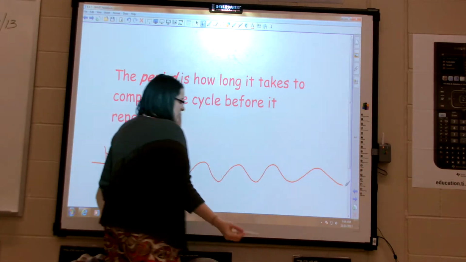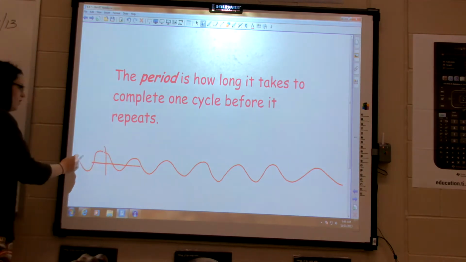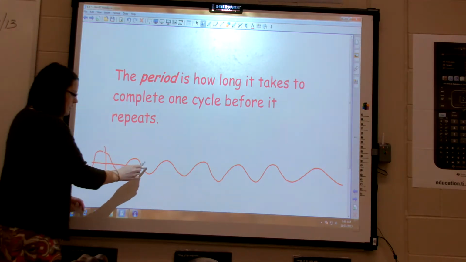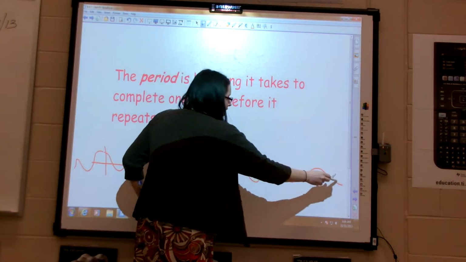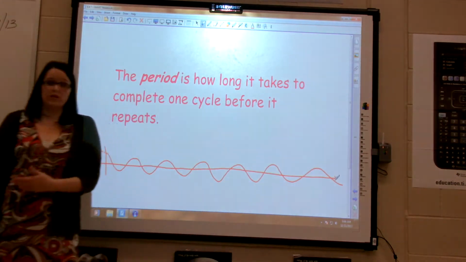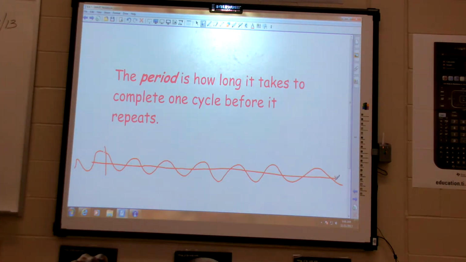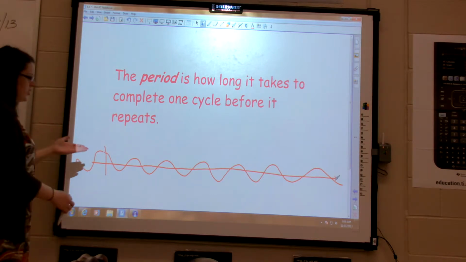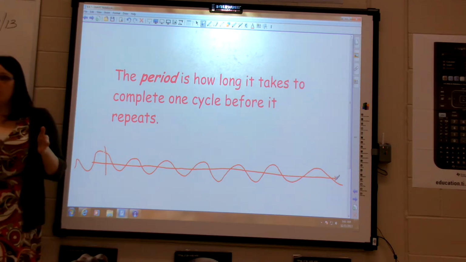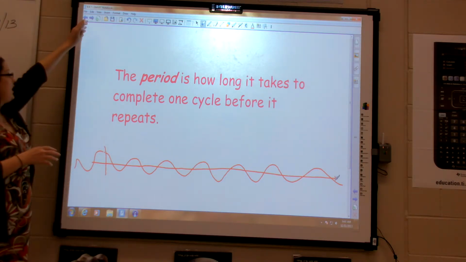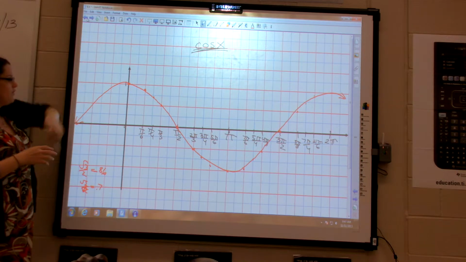That's what cosine does in both directions, over and over and over again. It's periodic. That's what cosine is called. It's called a periodic graph because it has a period. It does the same thing over and over and over again. Now, looking at your graph, how long can I go before it starts doing the same thing over and over again?